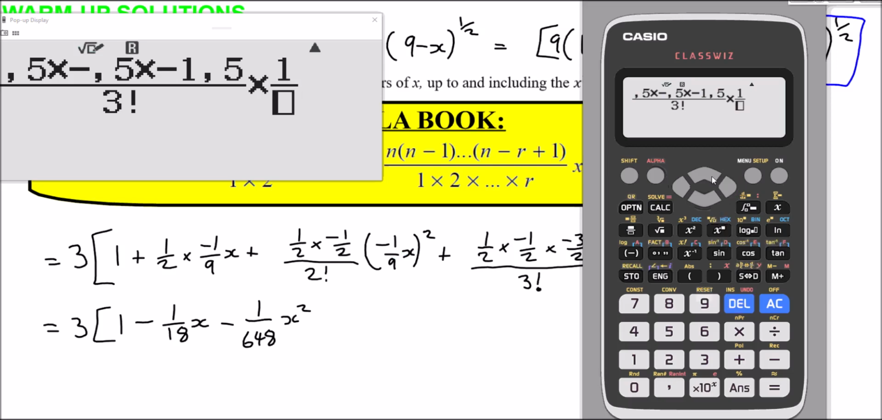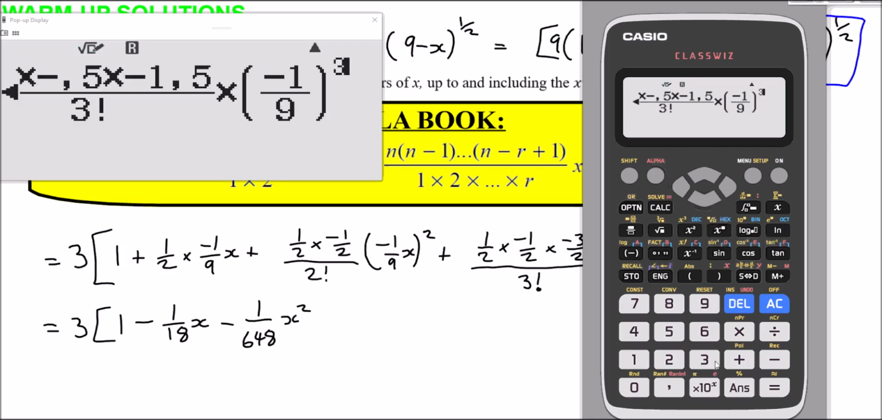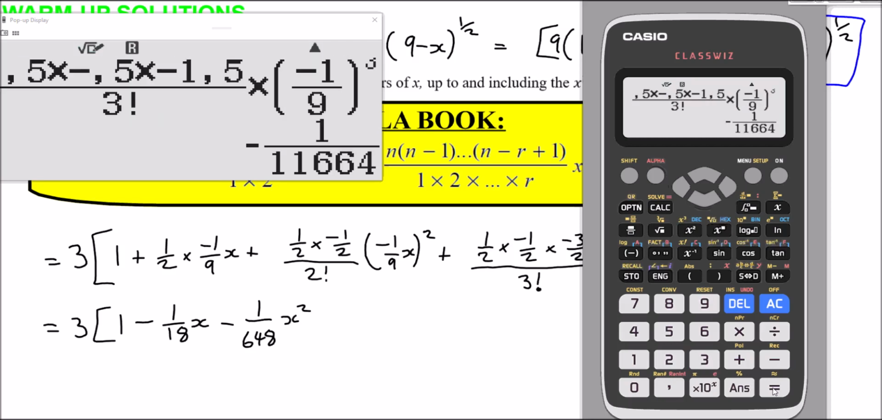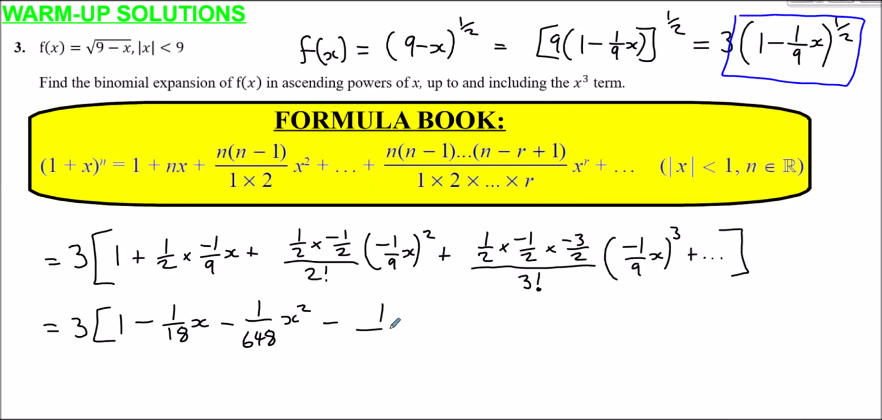So I'll just show how to do this on a calculator if you want to. I said I'll show you. It'd help if I actually do it myself. I'm just having a bit of a nightmare. So minus 1 over 9, close brackets, to the power 3. And that gives us a coefficient of x cubed of minus 1 over 11,664, was it? Yes, it was. All to the power x cubed.